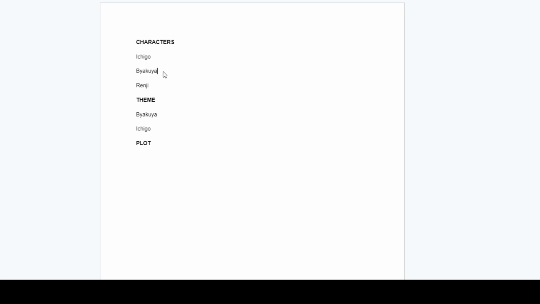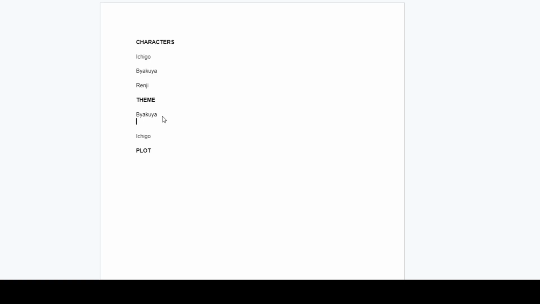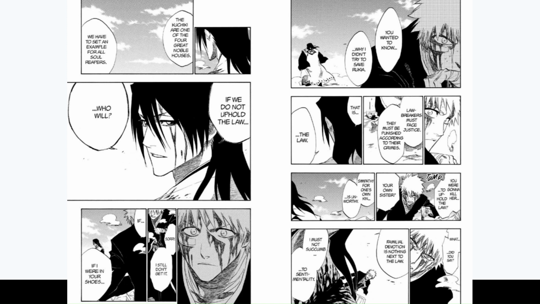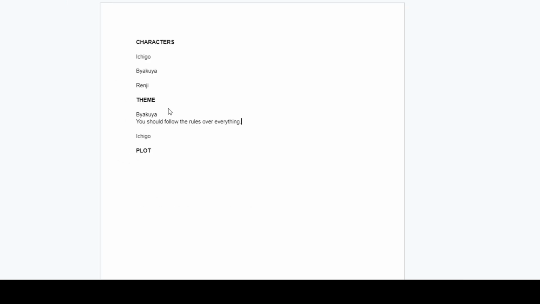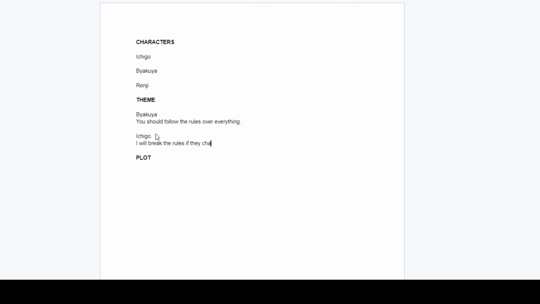Okay, so for this one, we start with Byakuya. I think the theme is the easiest for this Soul Society arc. Byakuya's theme is that he believes that you should follow the rules over everything. That's his, and then Ichigo is, I will break the rules if they challenge what I value.